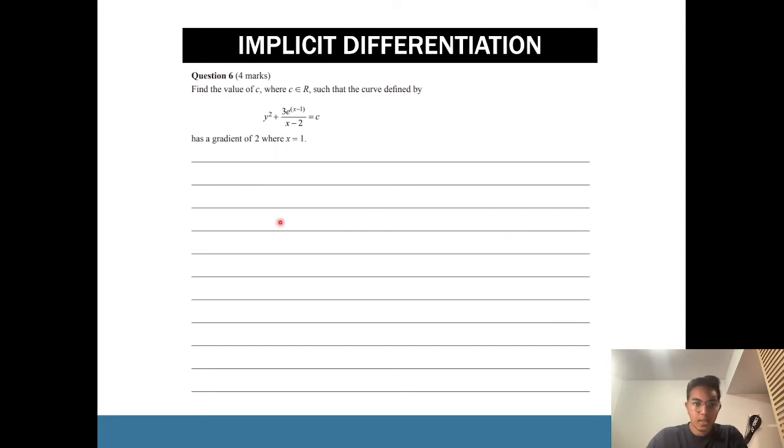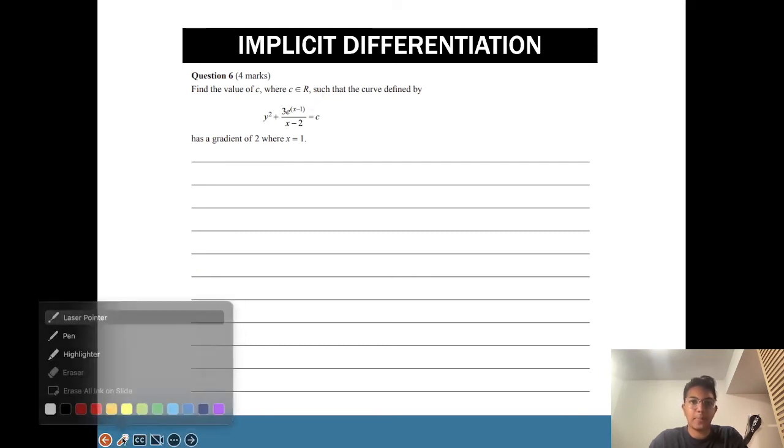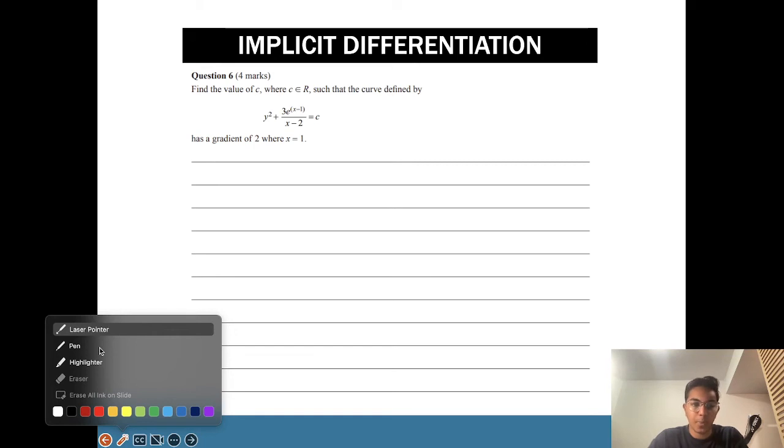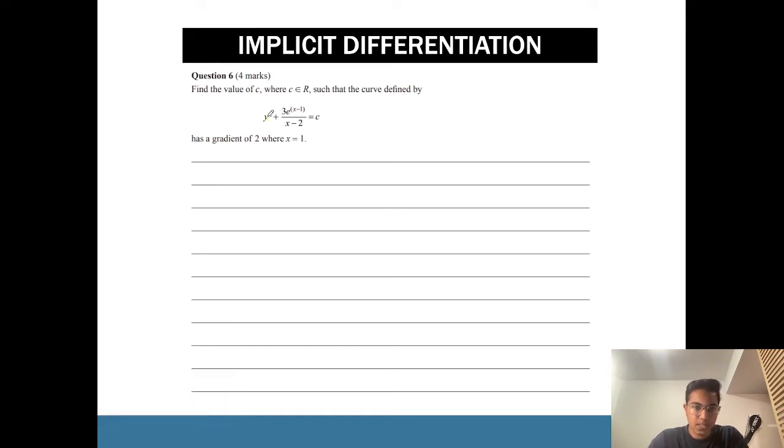All right, so when I look at implicit differentiation questions, the first thing I tend to look for is points where I can make mistakes and where my dy's are going to pop up. Since we've got our y here, that's probably the only place my dy is going to come up. And they want us to find a value of c, such that the curve defined has a gradient of 2 where x is equal to 1. So hopefully you guys had a go at this. We'll just quickly run through it.